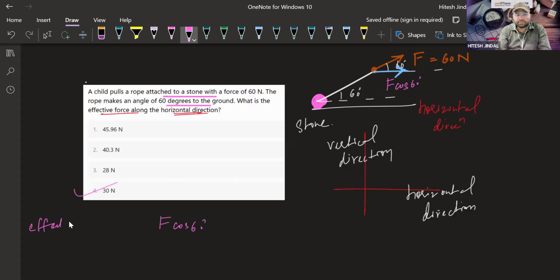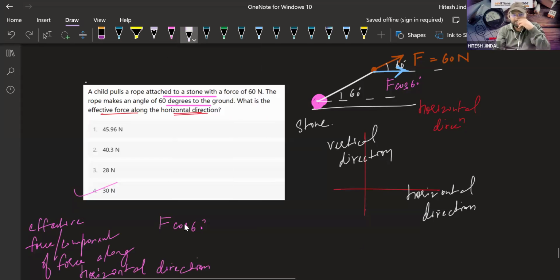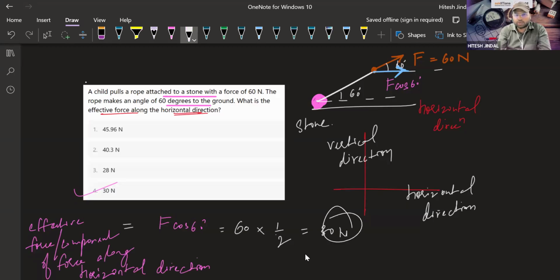effective force, or we can say component of force along horizontal direction, right? So that is F cos 60 degree and F is 60. Cos 60 is what? Half. That is 30 Newton.